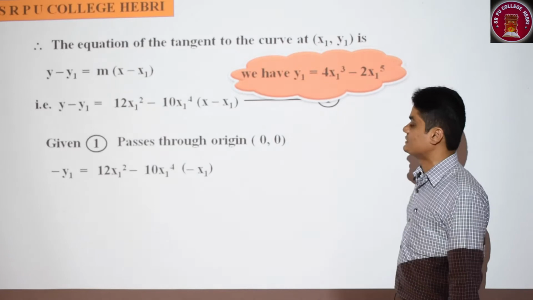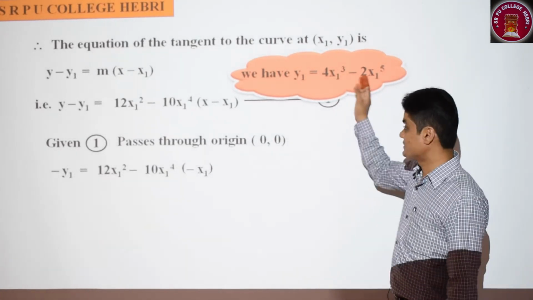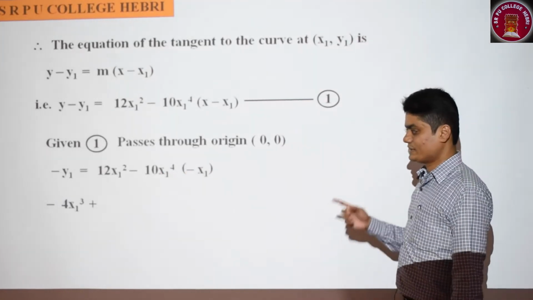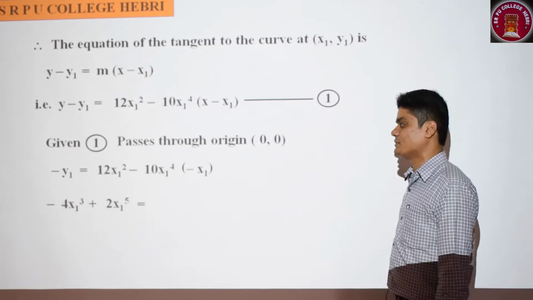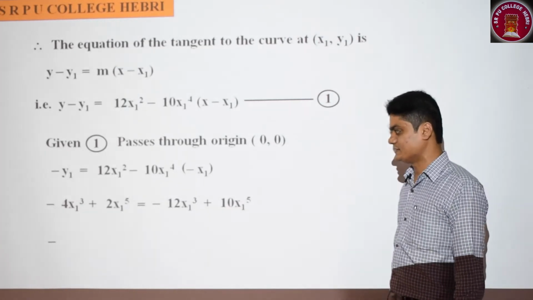Yeah, you will get y1 is equal to 4x1 cube minus 2x1 to the power 5. Now replace this y1 in this expression. So minus will come as it is, 4x1 cube minus plus 2x1 power 5, remaining expression as it is. Multiply, rearrange, that is better.